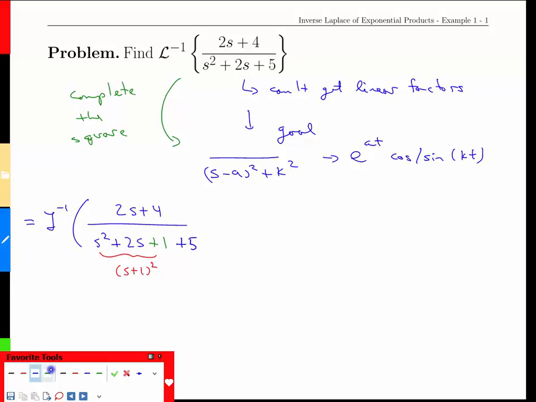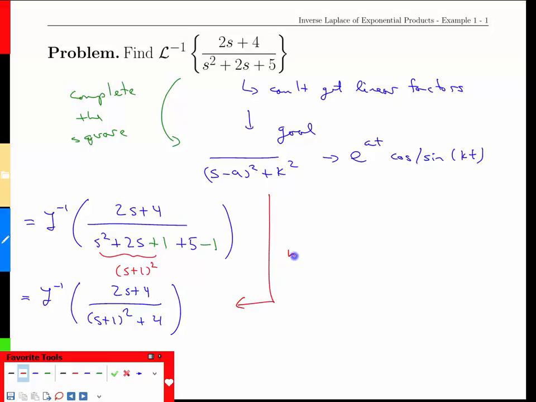Now, we can't just go willy-nilly adding plus 1. We had a plus 5 before. To make things balanced, we have to include a negative 1 as well. What is that going to let us do, though? It's going to let us group things. We can group these three terms here. That'll give us the inverse of 2s plus 4 over this grouped s plus 1 squared. And then we can group these two terms, 5 minus 1, and get a plus 4 out of that. Now we have a match. We have a form that is exactly the form that's going to give us an exponential times cosines and sines.